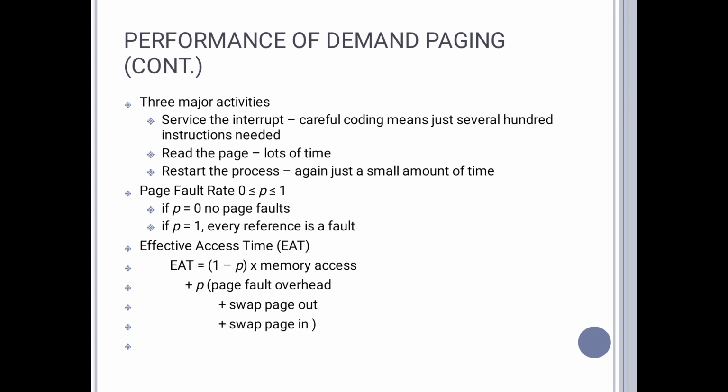So this is the performance of demand paging. The page fault rate p is between 0 and 1, that is, 0 ≤ p ≤ 1. If p equals 0, there are no page faults. If p equals 1, every reference is a fault. So EAT, that is effective access time, is equal to (1 - p) x memory access time, plus p x (page fault overhead + swap page out + swap page in).